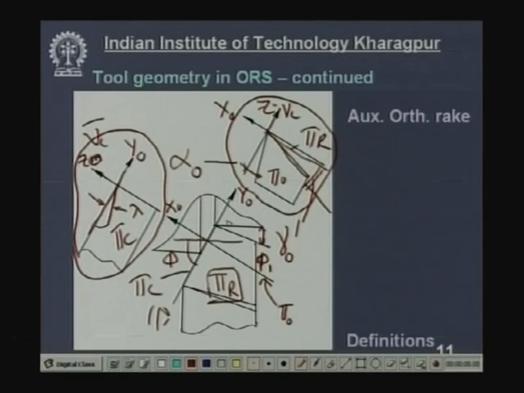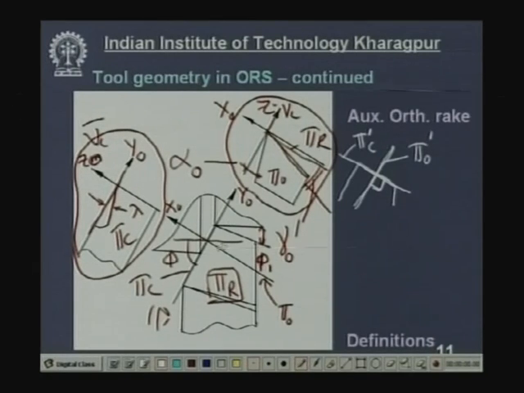Similarly, if you draw this tool, this is the main cutting edge, this is the auxiliary cutting edge, and if you take a plane along this, then this will be the auxiliary cutting plane, denoted by pi c prime. The orthogonal plane is perpendicular to the cutting plane. Therefore, there should be another orthogonal plane perpendicular to pi c prime. So, this is another plane perpendicular to pi c prime, and this will be called the auxiliary orthogonal plane.